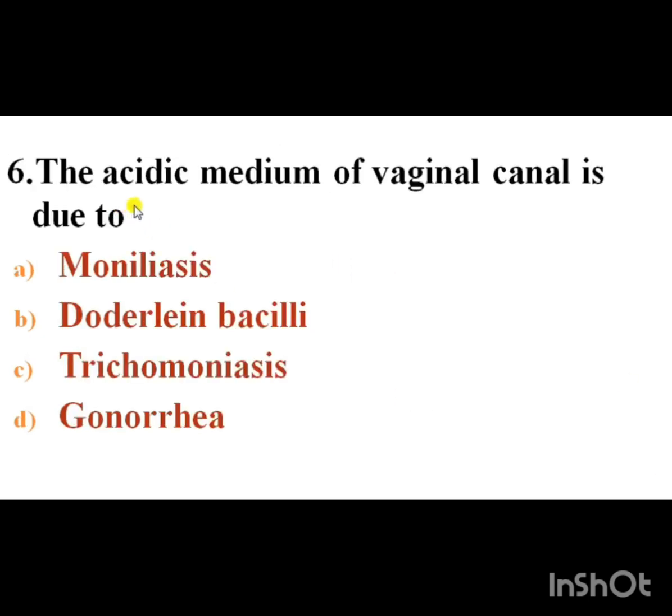Next question, the acidic medium of vaginal canal is due to. Options: A. Moniliasis, B. Doderlein bacilli, C. Trichomoniasis, D. Gonorrhea. Answer is B. Doderlein bacilli. So the organism Doderlein bacilli is responsible for the acidic medium of the vaginal canal.